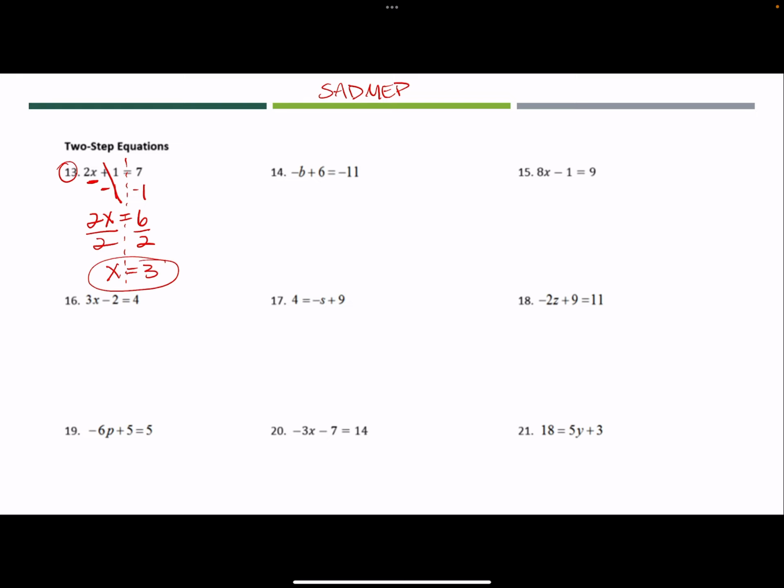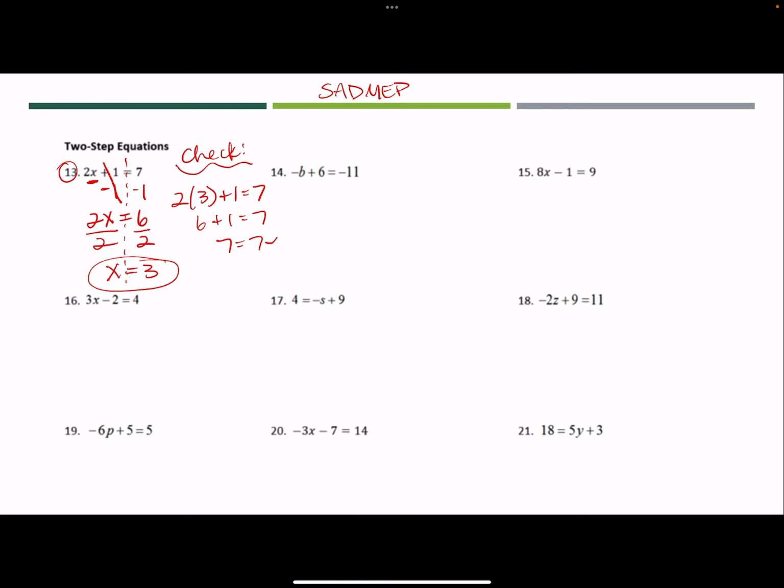And I could check my work, like we said before, by plugging in. So I'm going to take that 3 and plug it in wherever I see an x. And now if I simplify, I use order of operations, PEMDAS. I got to multiply first. 2 times 3 is 6. 6 plus 1 is 7. 7 equals 7. I got the right answer.